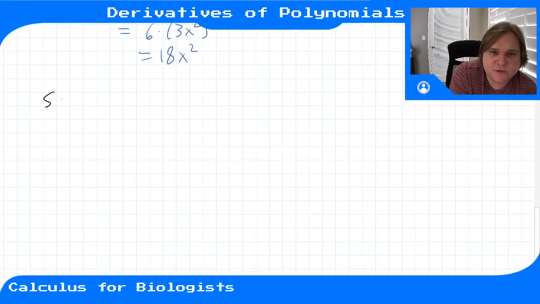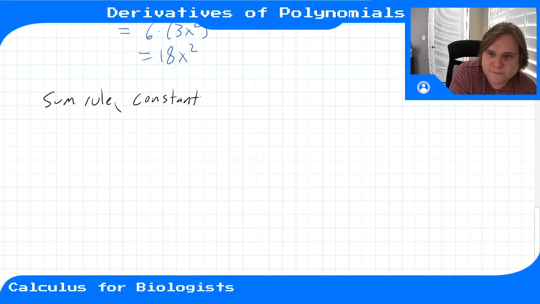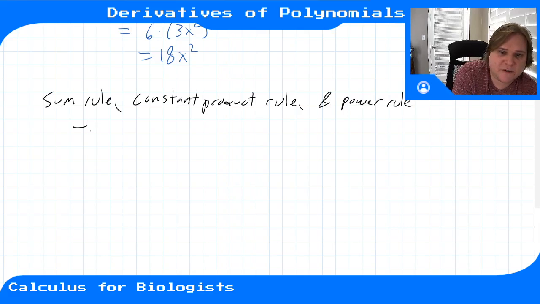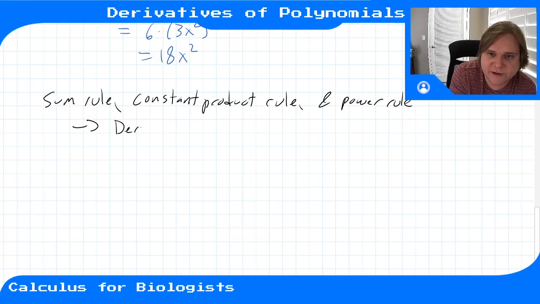So if we have the sum rule, the constant product rule, and the power rule combined, the power of all three of these rules allows us to take the derivative of any polynomial.